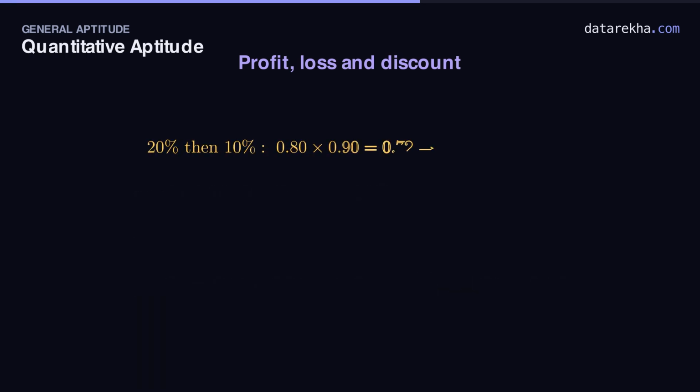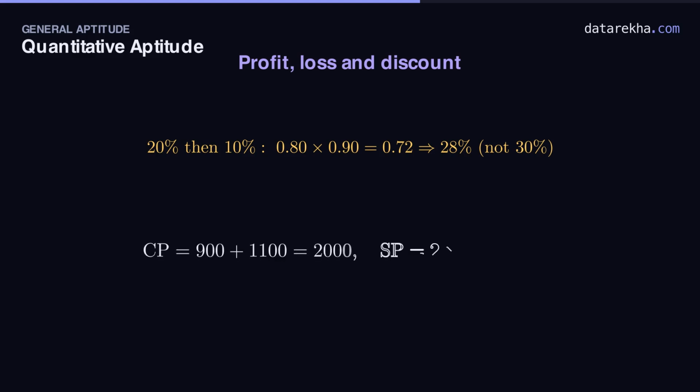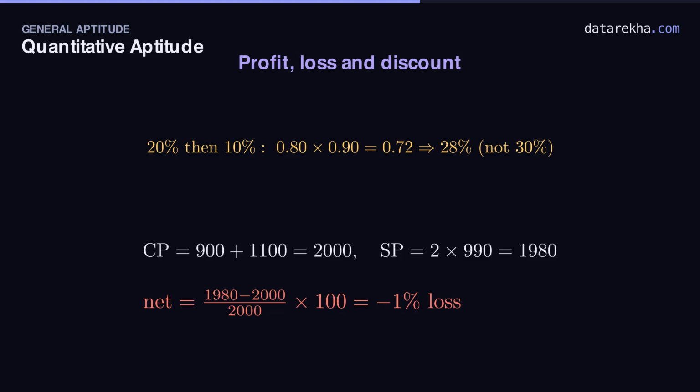Two closers. Successive discounts multiply the factors. So 20 then 10% off is a single 28% off, not 30. And a famous sting: sell two items at 990 each, one at 10% profit, one at 10% loss. Their costs differ: 900 and 1100, so 2000 out, only 1980 in. A 1% loss overall. Equal percentages on unequal costs never cancel.